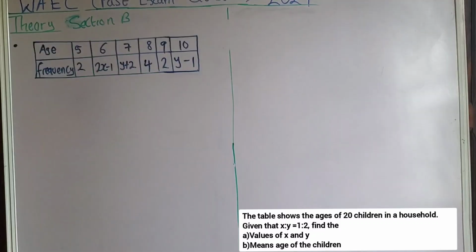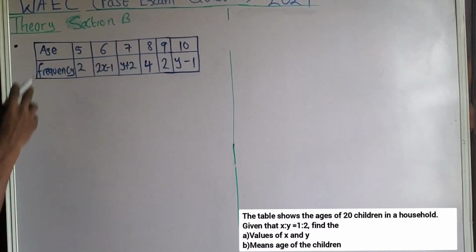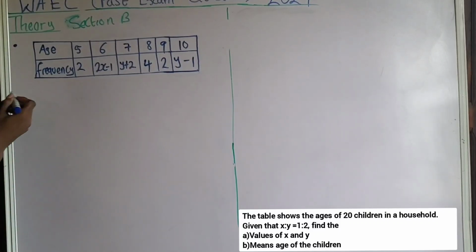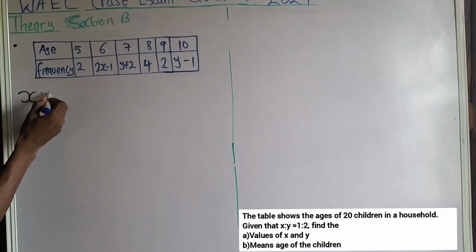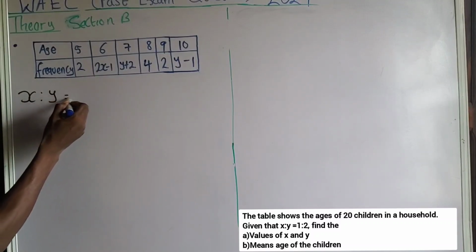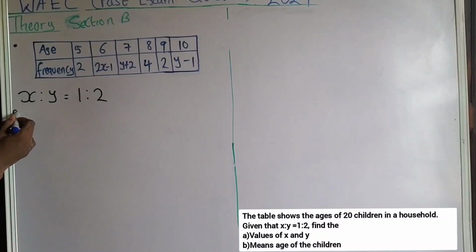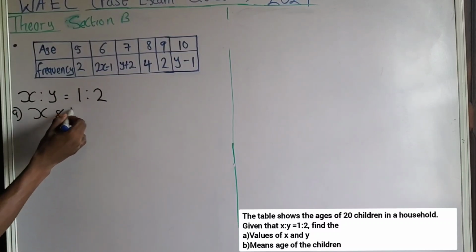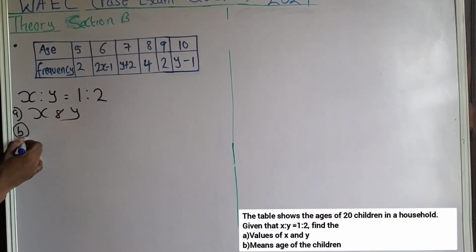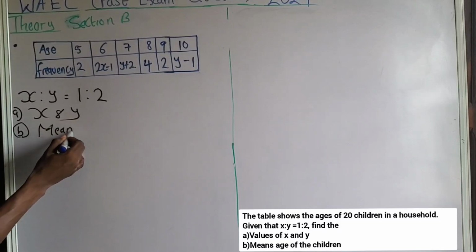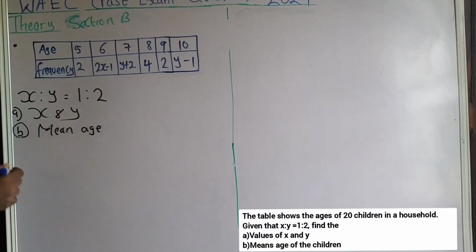So this is the table that we are given in the question. We have the age, we have the frequency. Now, let's look at what we are given in the question. We are given that the ratio of x to y is 1 ratio 2. Now we are asked to calculate the values of x and y and the mean age of the children. Before we can calculate the mean age, we first need to determine the values of x and y. Is that not it?